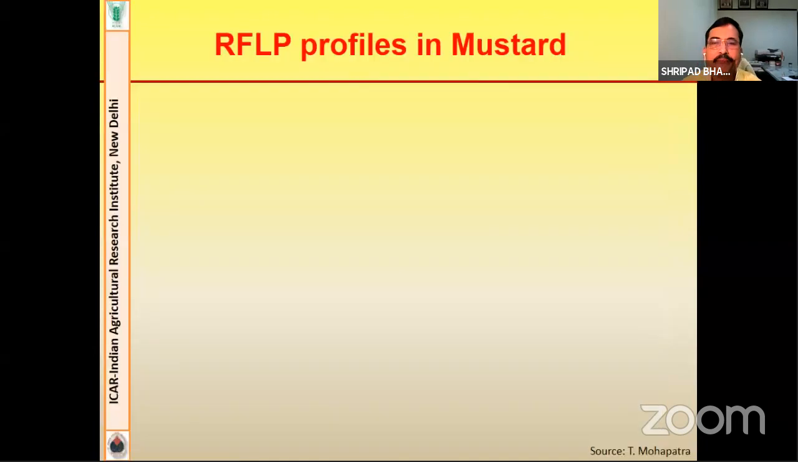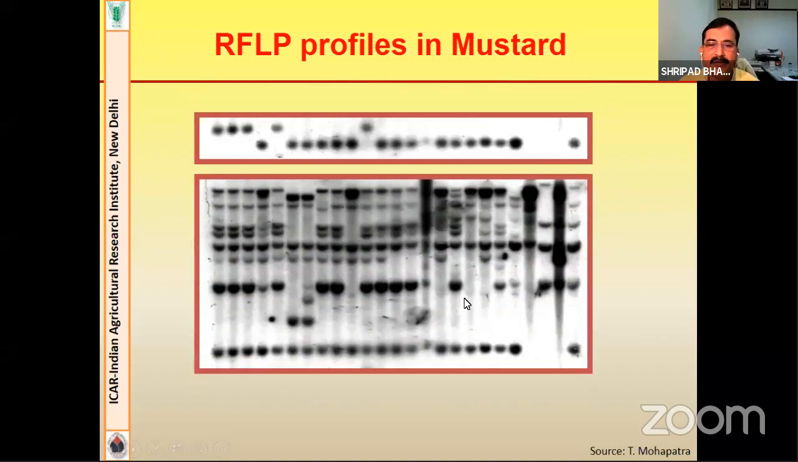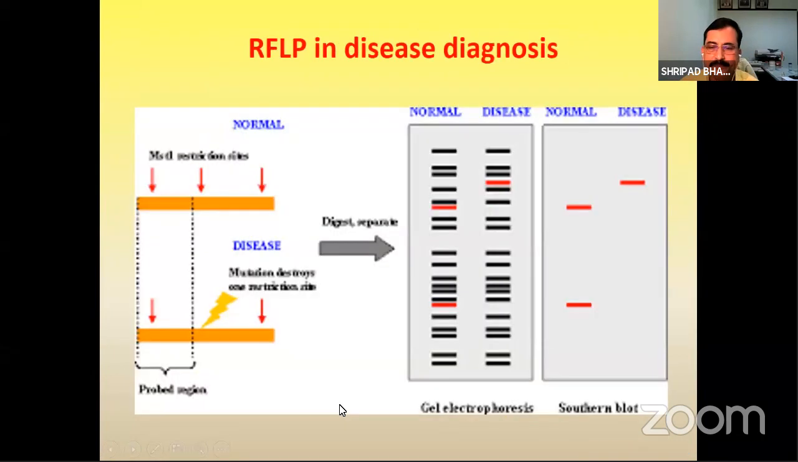Okay, finally, I'll show you an example of using these RFLP markers by our Director General T. Mahapatra sir. This is the gel done by him. Here you see these are the different bands from the mustard varieties. You see all these varieties are having a similar band, but this variety is having a different band. So this is polymorphic, these are all monomorphic. This is another gel from the same. So that way it can be used. Sir used this for 25 mustard varieties.